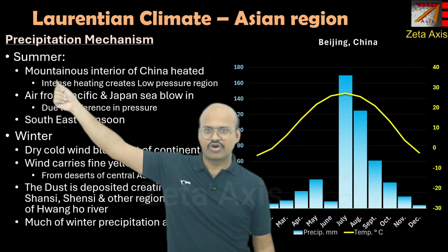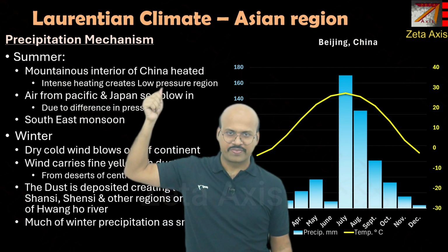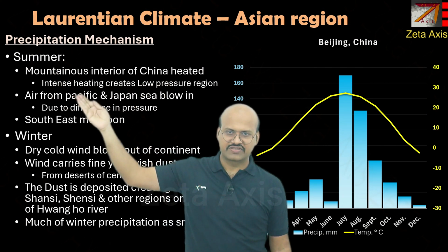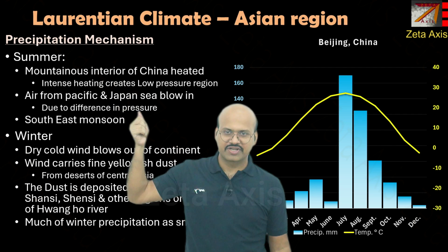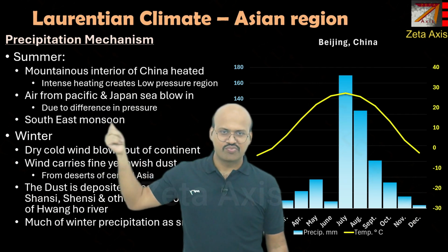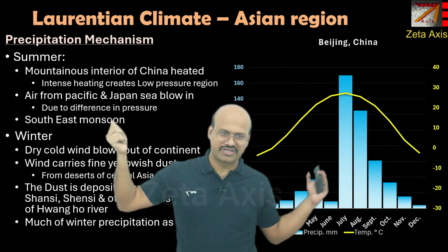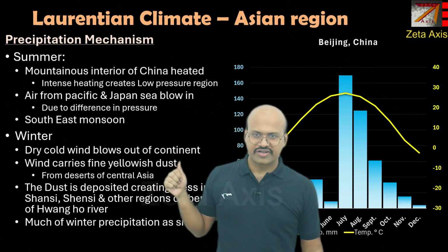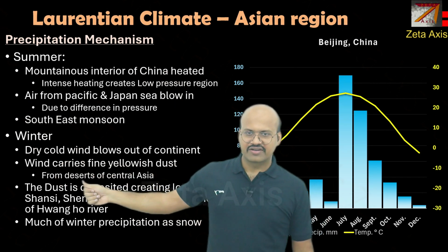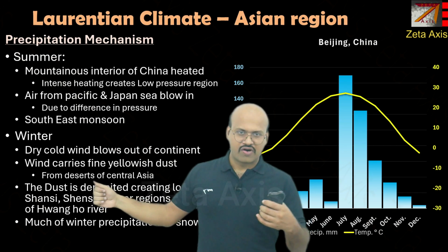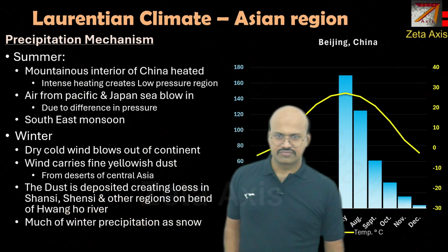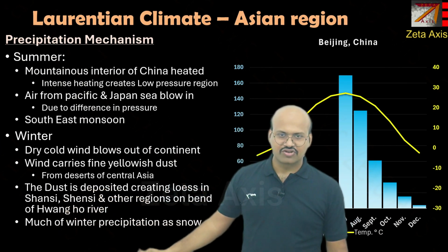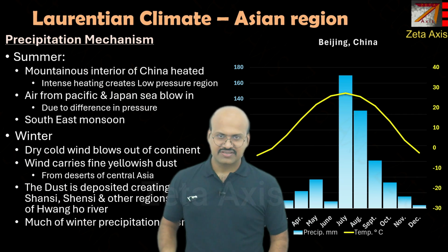In summer, the mountainous interior of China is heated, creating a low pressure region. Winds will blow from the Pacific and Japanese Sea because of the difference in pressure, and therefore we have a southeast monsoon type of climate where rainfall is concentrated in 4 months. In winter, dry cold winds blow out of the continent. They carry yellowish dust. They are deposited in the Huanghe band, creating the Loess Plateau. And much of the winter precipitation occurs as snow. So we have already discussed this.